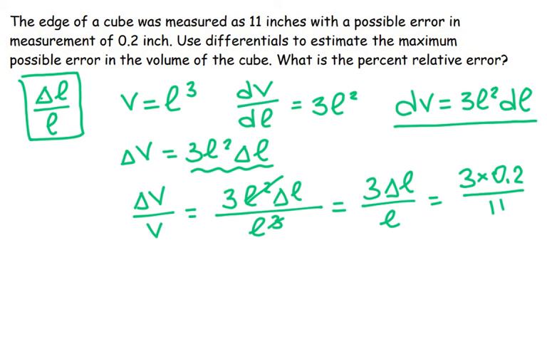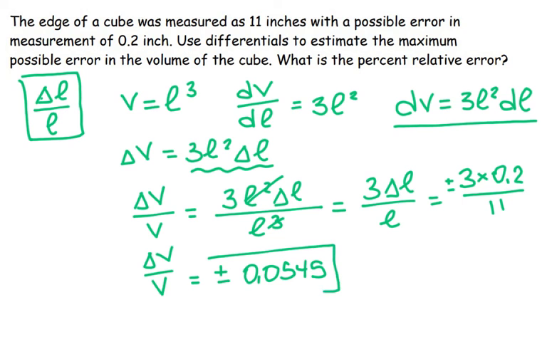And I can also say positive or negative 0.2, depending on which side the error was made. So delta V over V is equal to positive or negative 0.0545. And if I convert this into a percentage, which is what they ask for as the percent relative error, then I will get 5.45%.